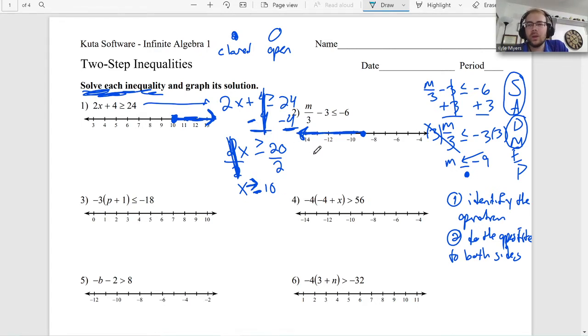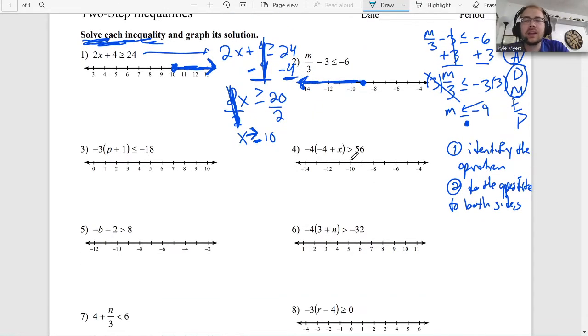So, number 3 and number 4. There's a couple of little things we have to do with these that are a little different. They have parentheses, and if they have parentheses, then we want to try to do PEMDAS.